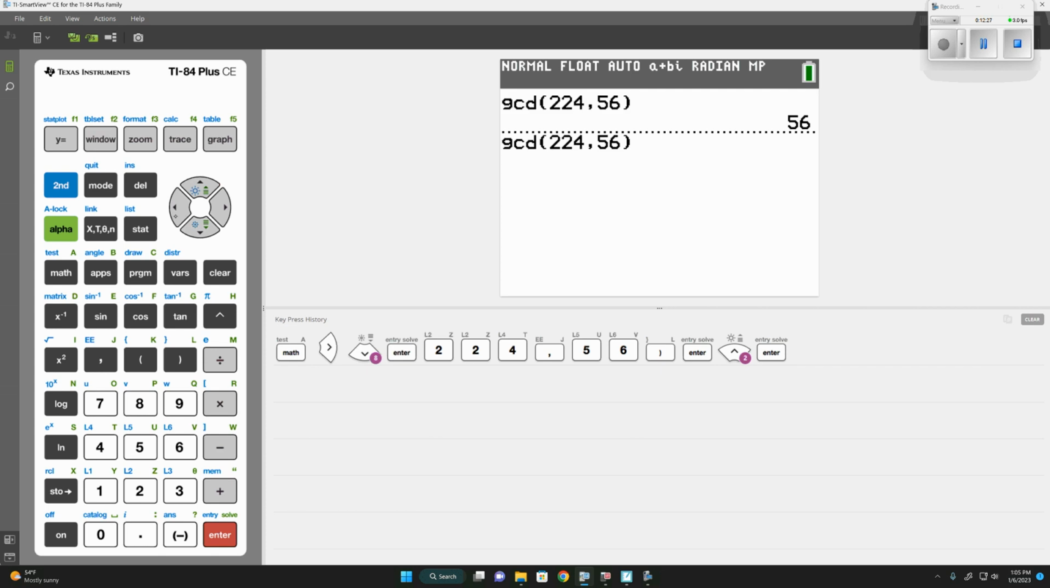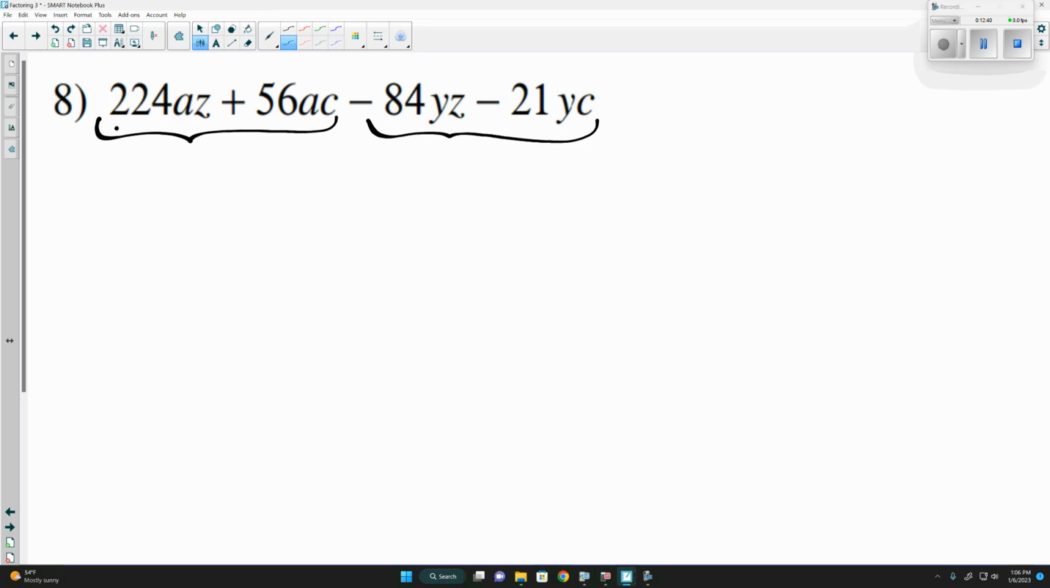So if I wanted to, say, do 21, it would tell us that the greatest common factor is 7. So it will tell us what it is. Now that's good for us to know because it means these two numbers here are both divisible by 56, and we would also have a, because they do both have a in common.